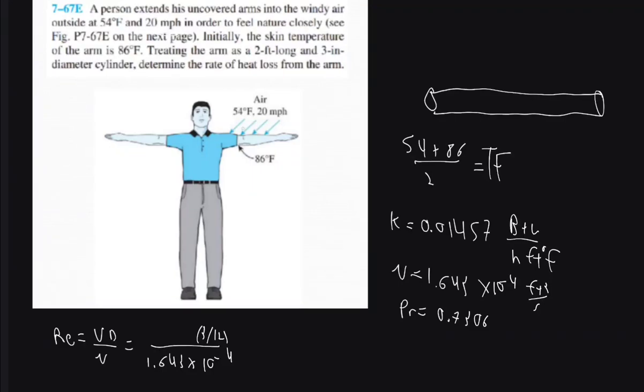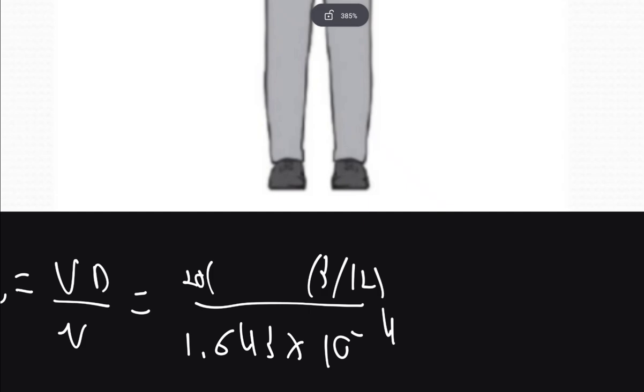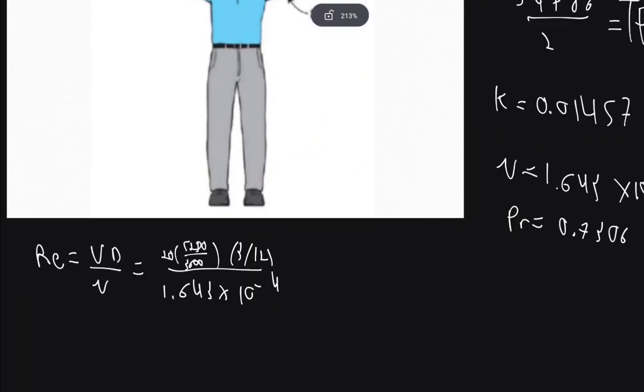And then we need velocity. That's 20 miles per hour. So 20 times, there are 5280 feet in a mile. To get from miles to feet, then this is per hour, so we need to convert to seconds. So divide by 3600. We type all of this into the calculator. We get 4.463 times 10 to the 4th.